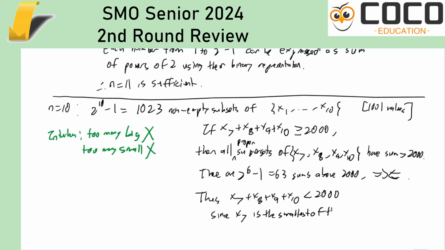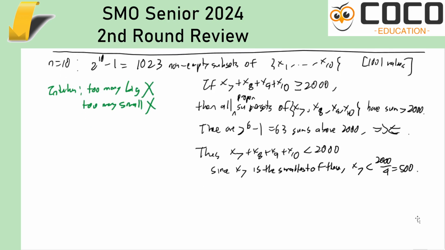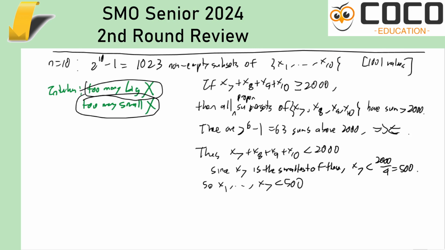The smallest of these is going to be less than 500. So all of the first 7 numbers are less than 500. So the first thing I was saying is about too many big. If the stuff behind adds to too big, I have a problem. Now the stuff in front, now I have a lot of small ones. The new problem is that then all the numbers themselves and any pair of them sum to less than 1000.